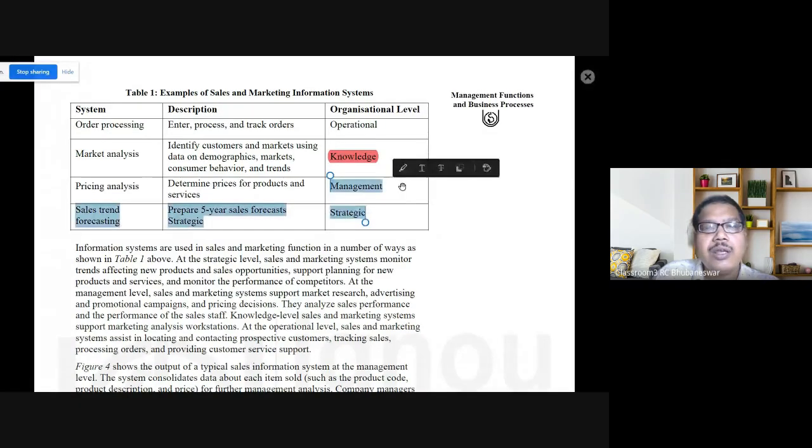So this could be part of your requirement. Then coming to sales trending or forecasting. This is also top level. So we have involved everybody here. The top level, the middle level, the operational level, everybody is involved here as part of your sales and marketing information system.